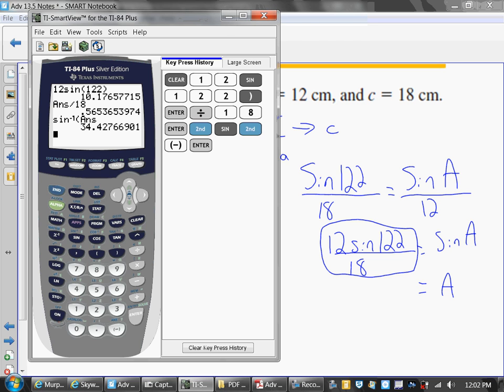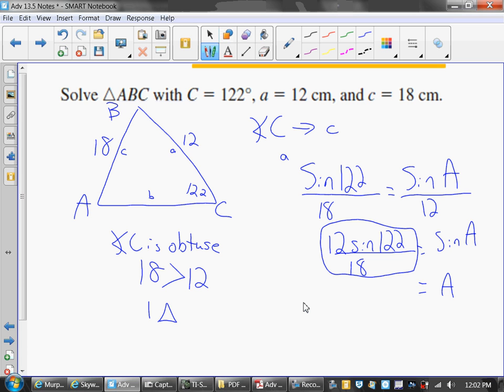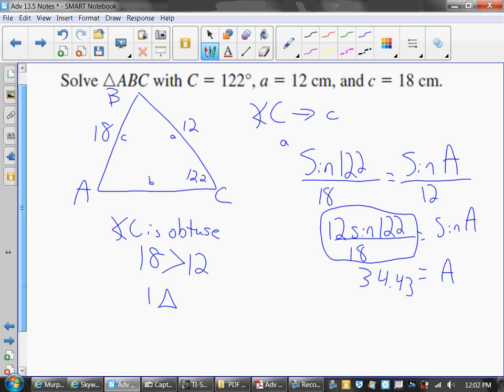Yes, it is. 34 will be rounded. Remember, we rounded to 2 decimals. 34. It was just looking at the number. All right. So now I know what angle A is.